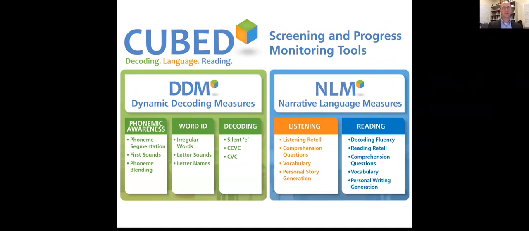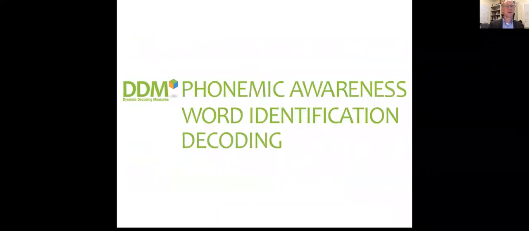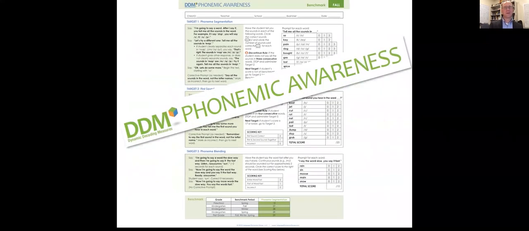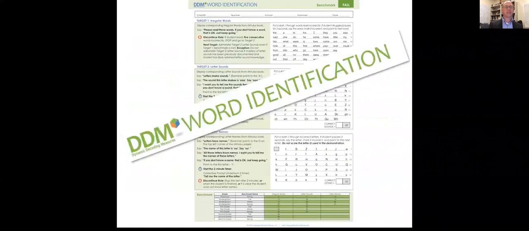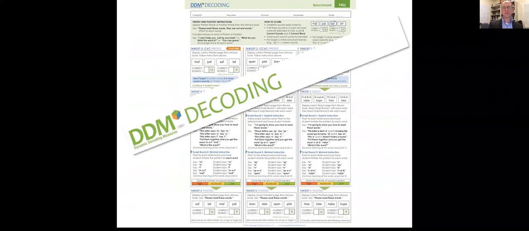Now today I'm primarily focusing on language, as you noticed, but we also have tools in place to measure decoding using a dynamic assessment approach. So I don't have time to really go through the phonemic awareness, word identification, or decoding subtests of the CUBED. But essentially what you're doing is moving through this assessment process, identifying the student's zone of proximal development, as well as what they currently know. It lets you know where they're at and where they need to go, and it helps you develop goals for your students.